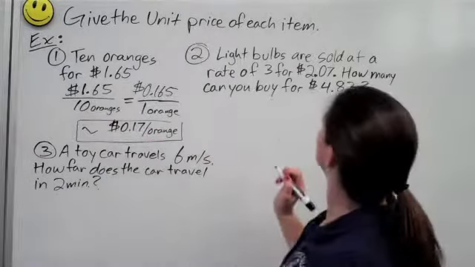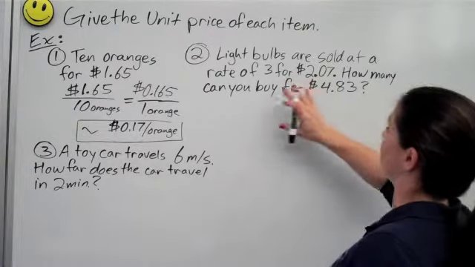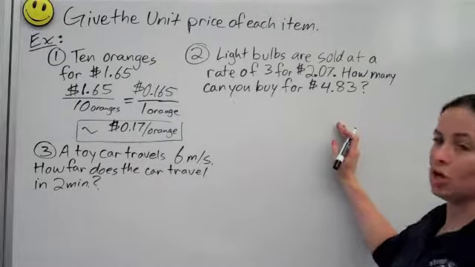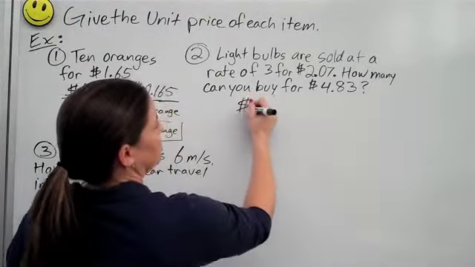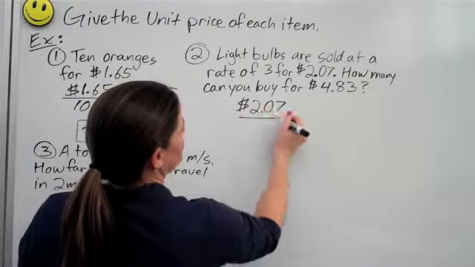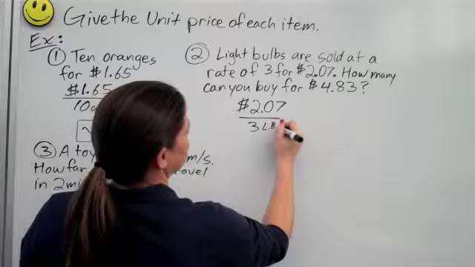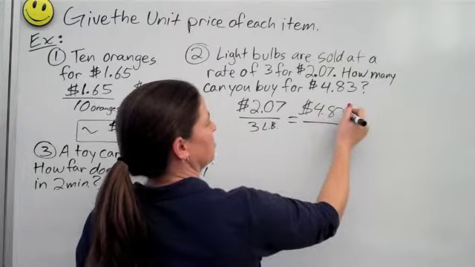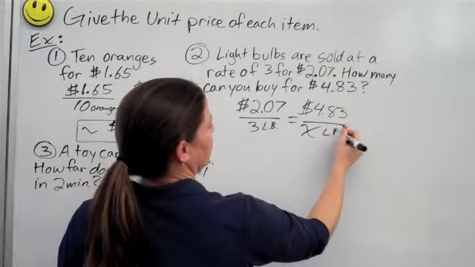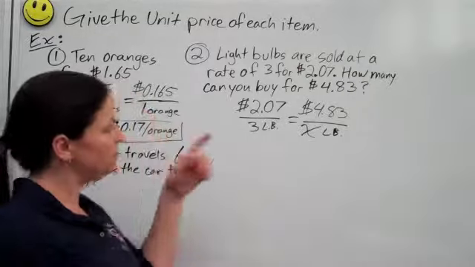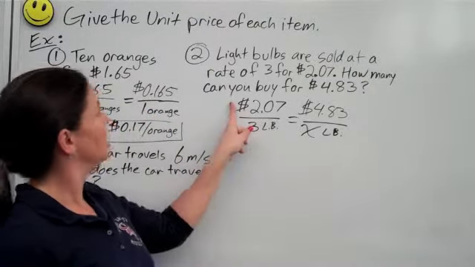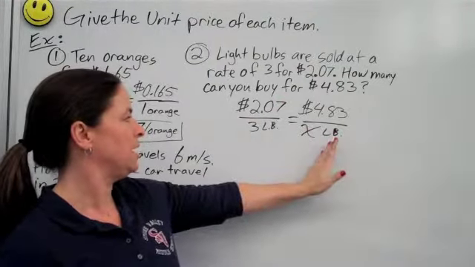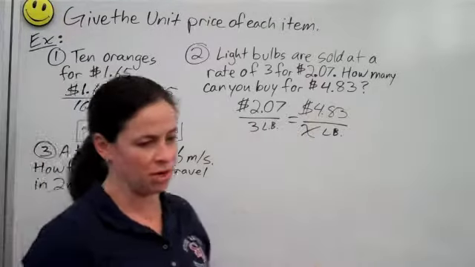Number 2, light bulbs are sold at a rate of 3 for $2.07. How many can you buy for $4.83? So I'm going to put my money on top, $2.07 for 3 light bulbs. And my question is, if I have $4.83, how many light bulbs can I buy? So I could figure out the unit rate, take this and divide it down to out of 1, and then I can multiply to figure out how many I can get for $4.83.